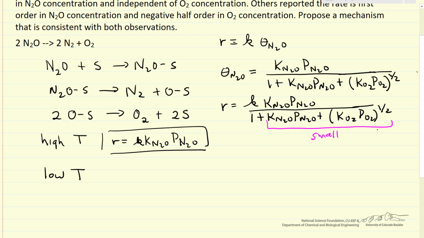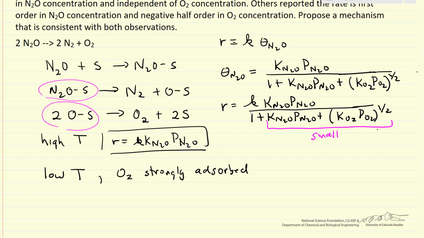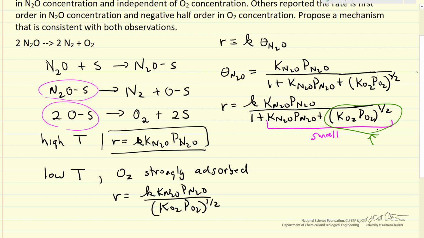And now let's make some assumptions that O2 is strongly adsorbed. Meaning the bond between the oxygen atom and the surface is a strong bond relative to this. So now we're going to say that this term dominates in the denominator and is large relative to the other two terms. And if that's the case, then the rate will be the same numerator, but a different denominator, and this is consistent with the observation that the rate's first order in N2O and negative half order in oxygen.